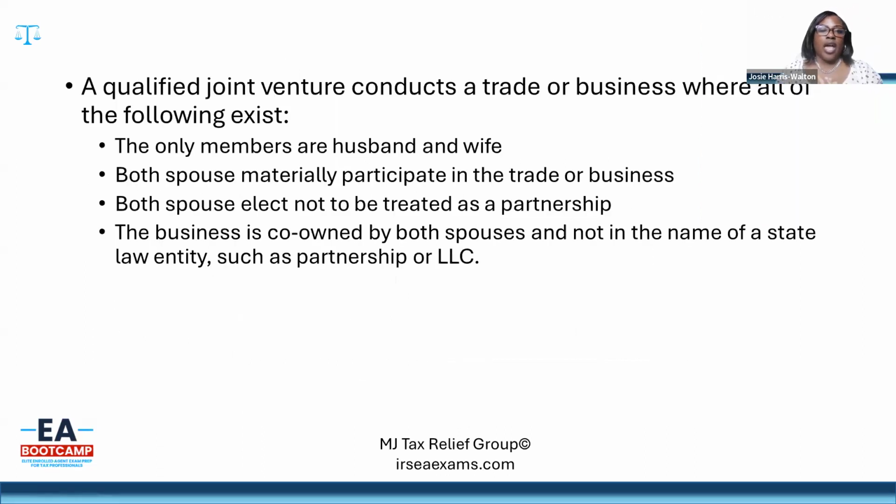Okay. And so, like I said before, a qualified joint venture conducts a traded business where only the husband and wife are in the joint venture. Both spouses participate in the traded business. Most of the time you're going to see this is real estate. I see a lot of real estate. Both spouses elect not to be treated as a partnership, which I'm assuming is that disclosure. And then the business is co-owned by both spouses, not just in the name of one spouse. Both spouses have to be co-owners of the business.